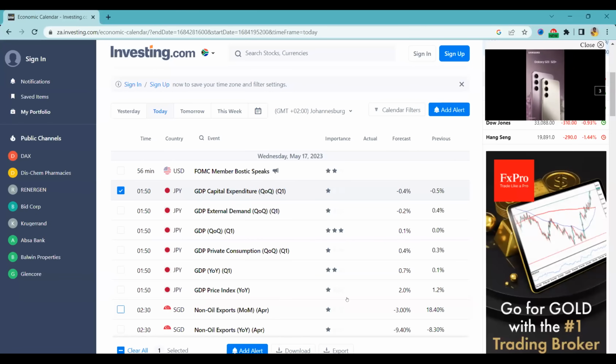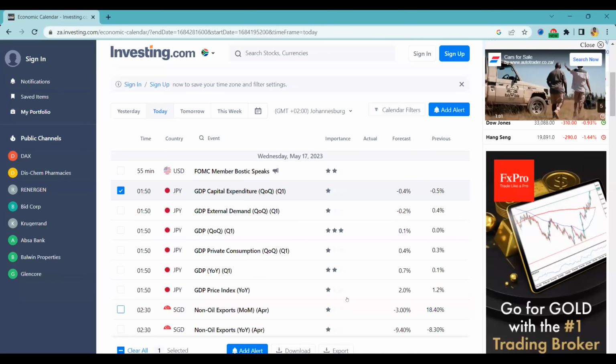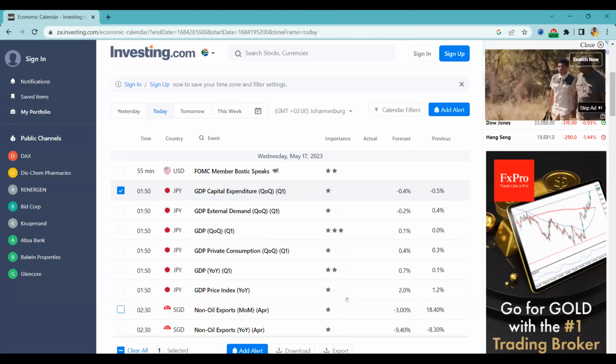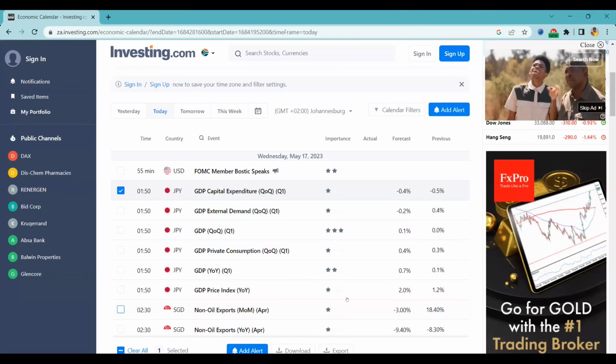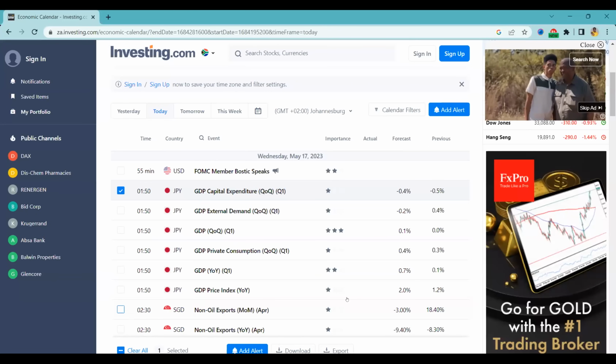Number one, previous. Number two, forecast. Number three, actually it's four things, sorry. Previous, number one. Number two, forecast. Number three, actual. Number four, importance, right? It's very important for you to understand all these, because they are going to help you understand what it is that you're trading much better, right? So previous is what happened the previous month. Literally, it's in the past.